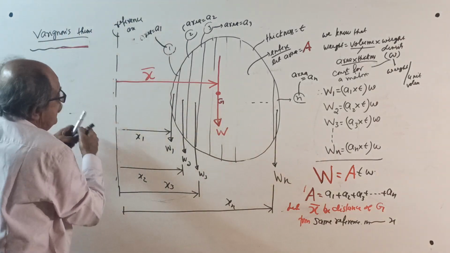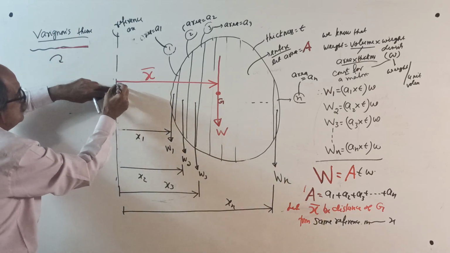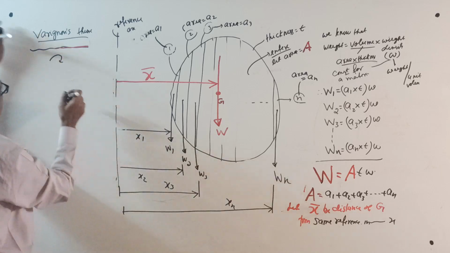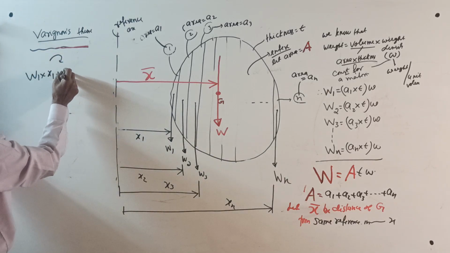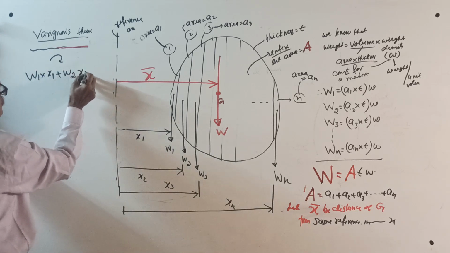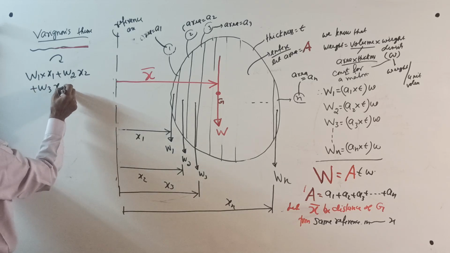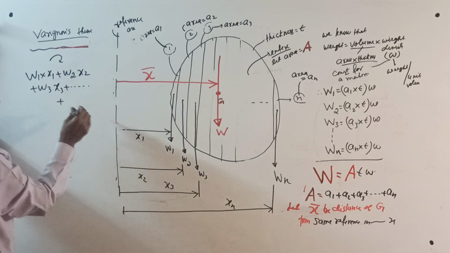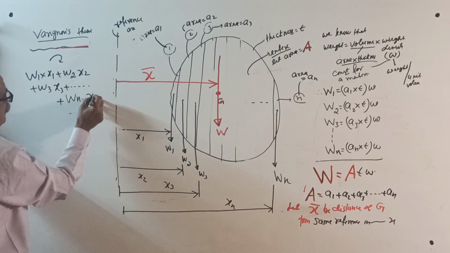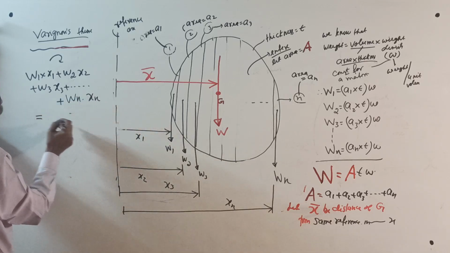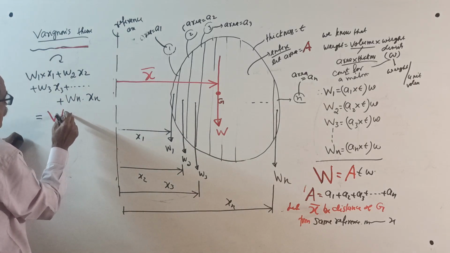Therefore, you get, taking clockwise positive, anything, the moment about this axis: W1 into x1 plus W2 into x2 plus W3 into x3, and so on. The ending term is Wn into xn, equal to total weight W into x bar.